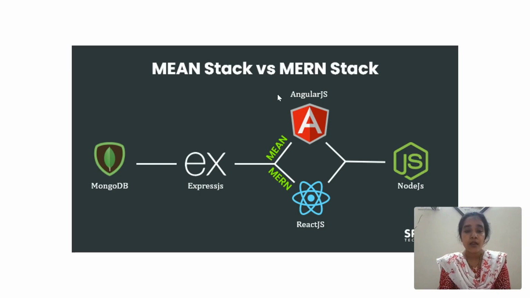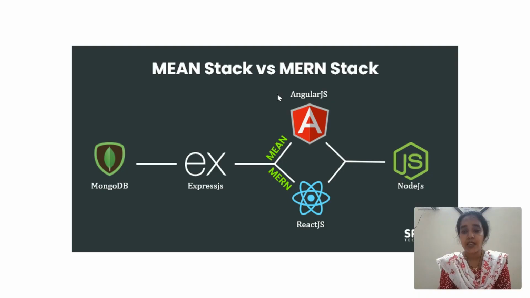In MongoDB, we can create multiple records at a time. We can create multiple documents at a time. We can update multiple records at a time, do manipulations at a time, and deletions at a time. This is the main advantage of MongoDB. Coming to Express.js, Express.js is a Node.js framework. It creates server-side web applications.